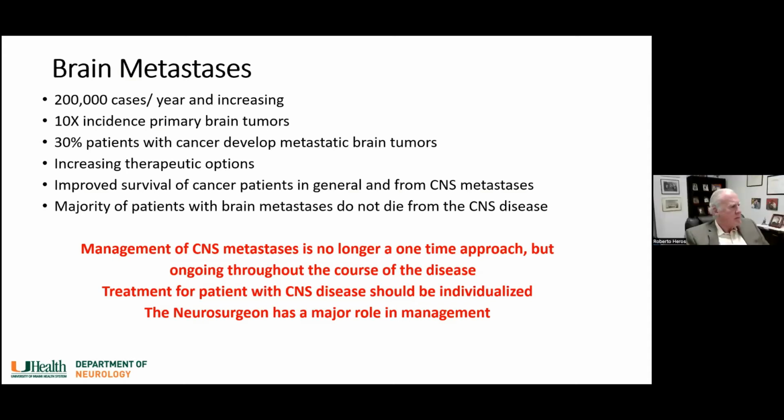Yes. Okay, great. Just to put this into perspective, every year the case number of brain metastases is increasing, and there are over 200,000 cases per year.